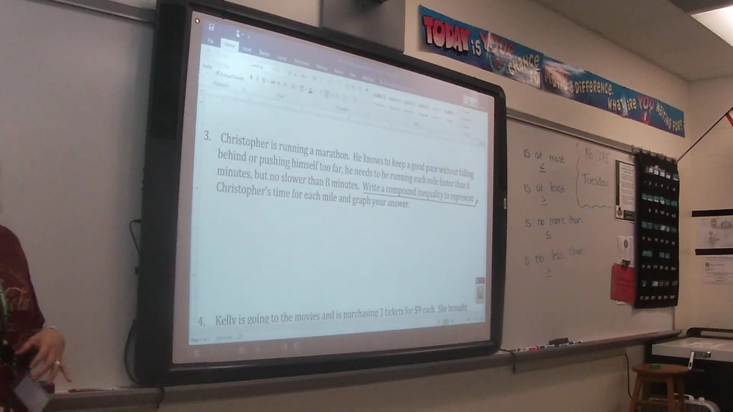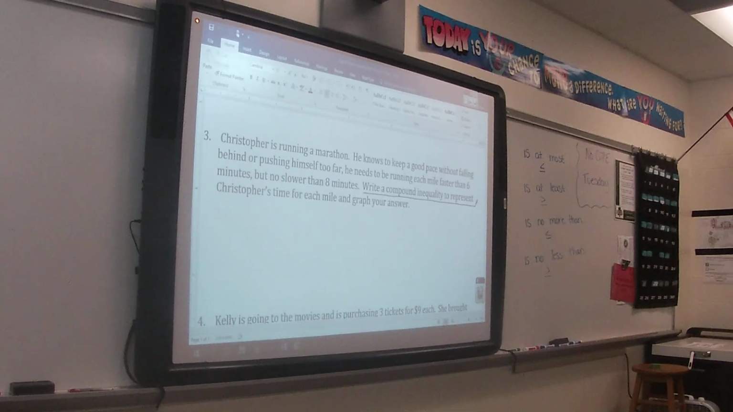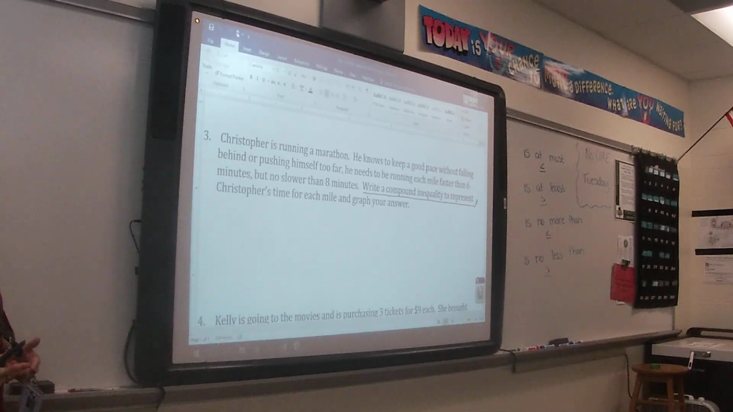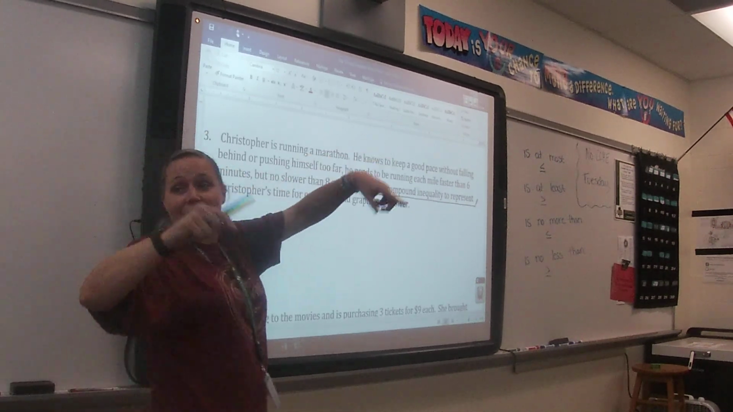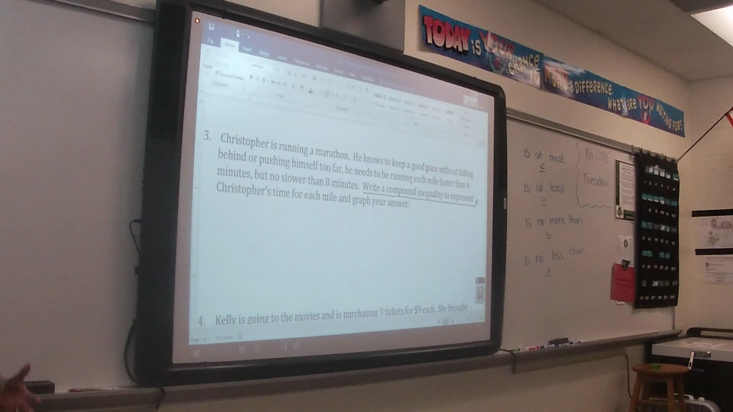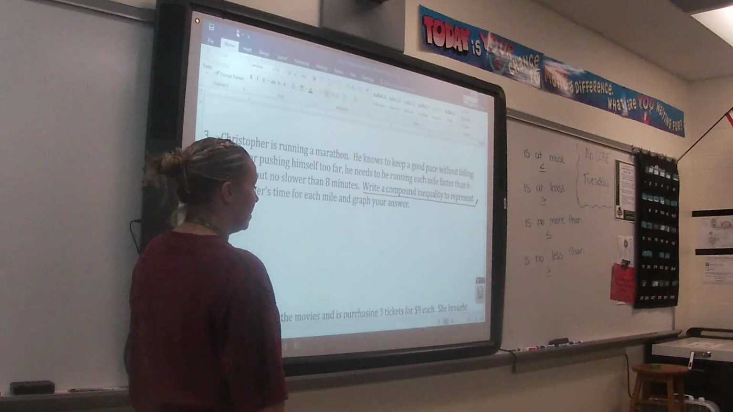What does a compound inequality look like? It's ors or ands, right? So is this going to be an or, or is this going to be an and? How do we know it's going to be an and? Each mile. He needs to be faster than 6 but no slower than 8 minutes. He wants both of those things, right? He wants to be A and he wants to be B. He wants both of them. So this is going to be a compound and.